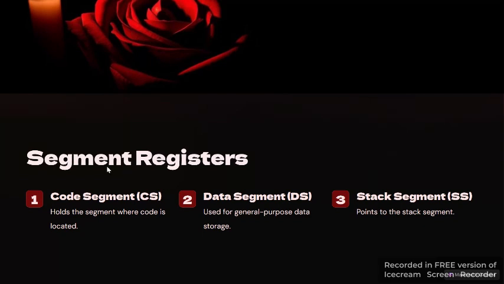So let's talk about the segment registers. So there are further three types of segment registers, mainly that are code segments. It holds the code segment, like where the code is located. And the second one is the data segment, and it actually stores the data, the real data. And the third one is the stack segment. So stack, talking about the stack, is like LIFO principle, last in first out.